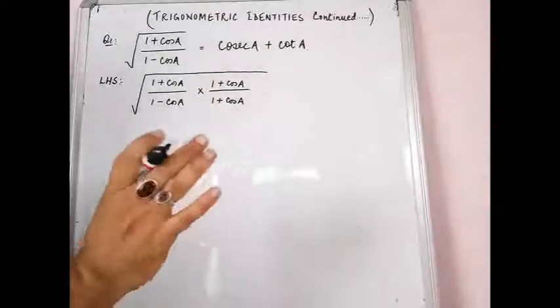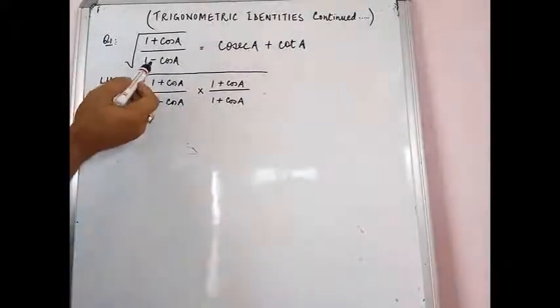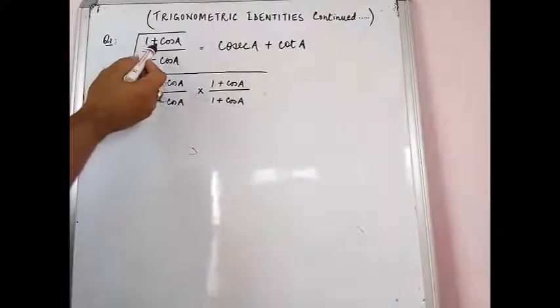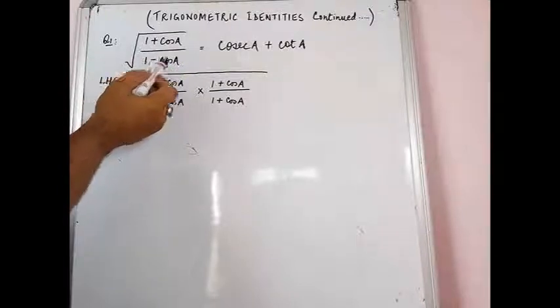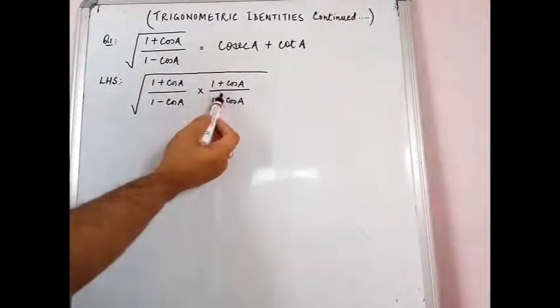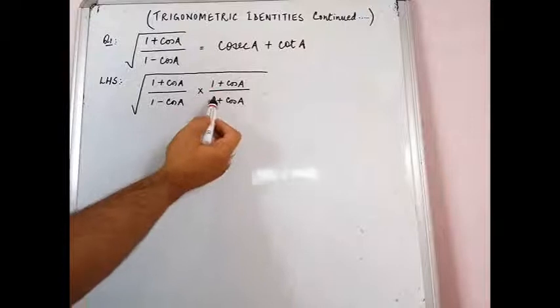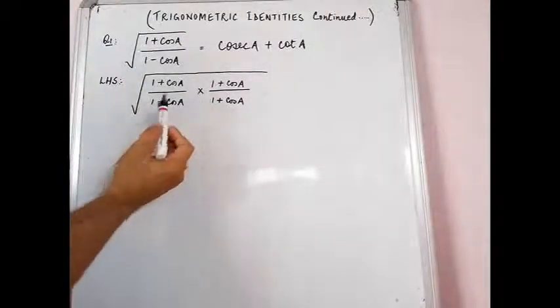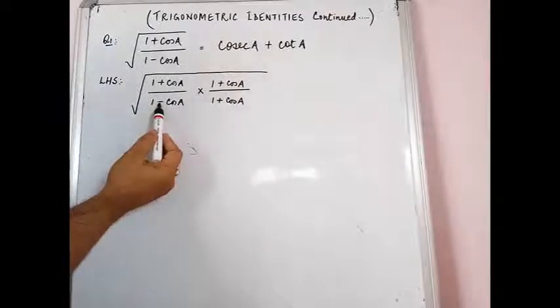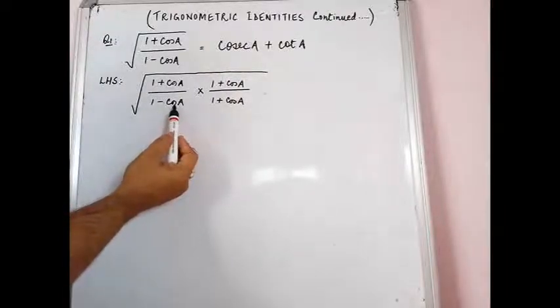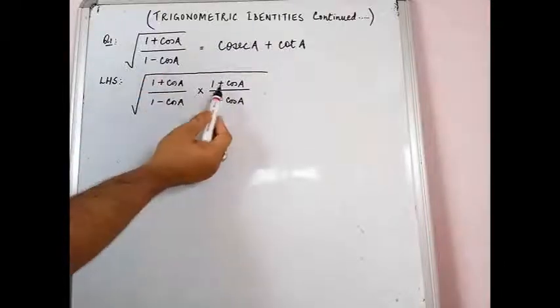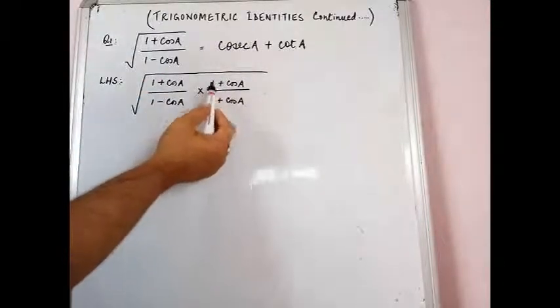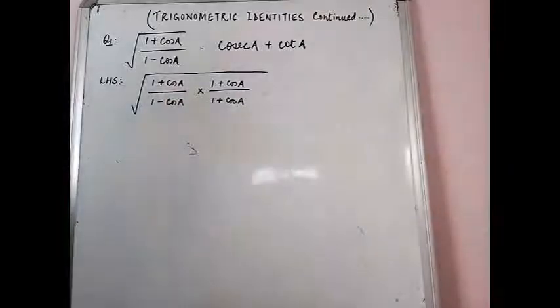Now please note, had this question been 1 minus cos a upon 1 plus cos a, then you would have multiplied by 1 minus cos a, 1 minus cos a. So essentially what you have to do is multiply with a change in sign. If it is 1 minus cos a in the denominator in the original question, then you will multiply by 1 plus cos a both in the numerator as well as in the denominator.